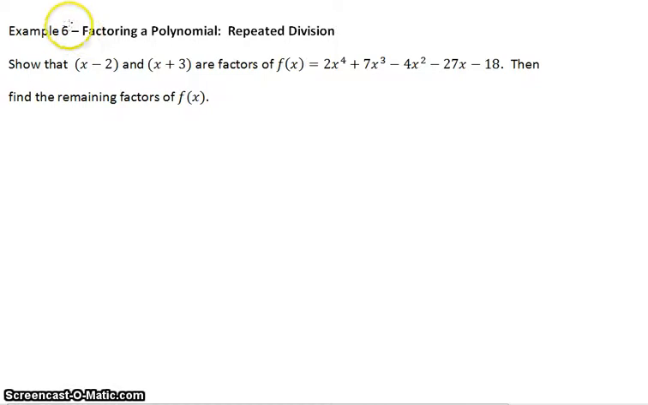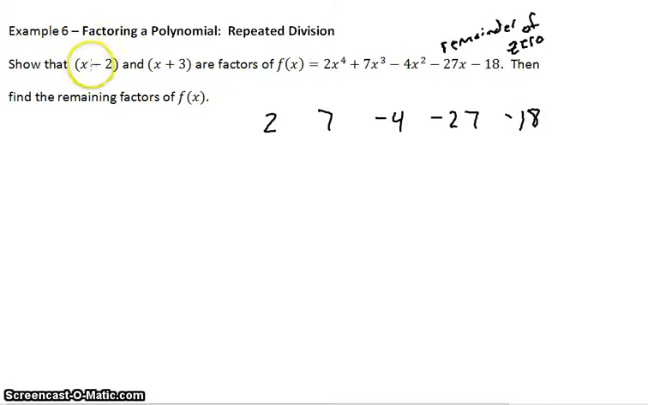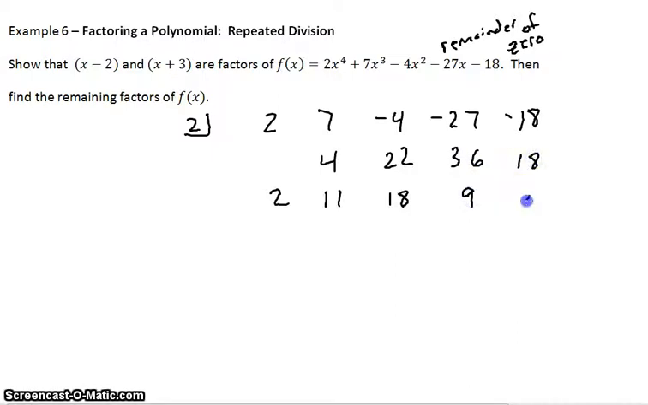So what we're going to do is we're going to show that these two things are factors, which means we have to get a remainder of 0. That means that they divide evenly. The word factor means it divides evenly into something. So I'm going to write these down. It doesn't matter which factor I pick first. I'm going to pick this one. So I'm going to put 2 in the upper corner. And let's see if it works. Yep, this happens to be a factor because we got a remainder of 0.